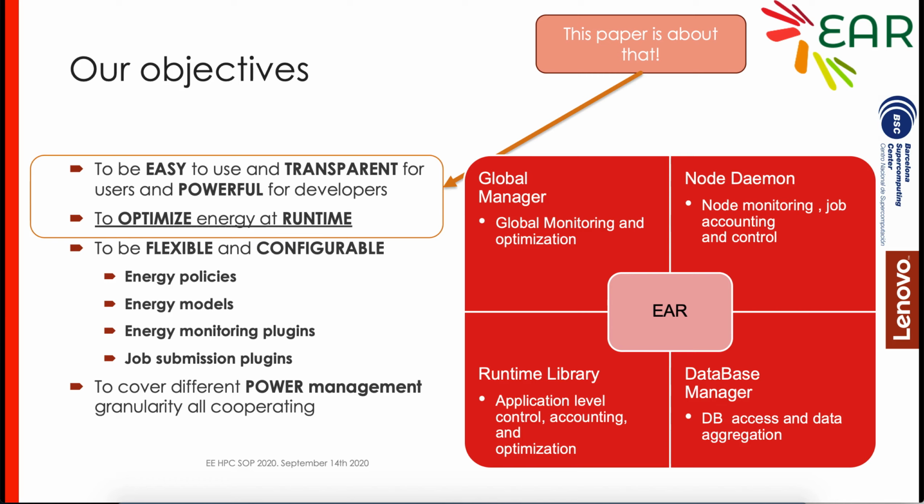The runtime library is the component I'm going to talk about in this paper, and it applies at the application level. The runtime library provides energy control, accounting, and optimization. The node daemon, or EARL daemon, is the component running on compute nodes. There is one daemon per compute node, and it offers job monitoring, accounting, control, and it also provides support for some privileged metrics.